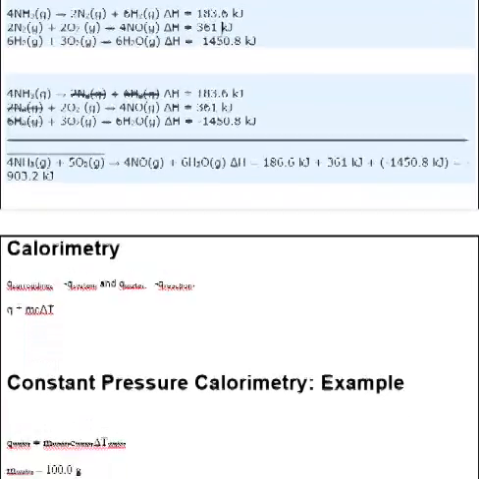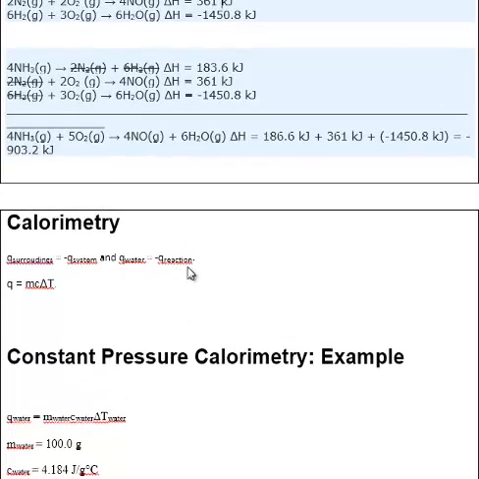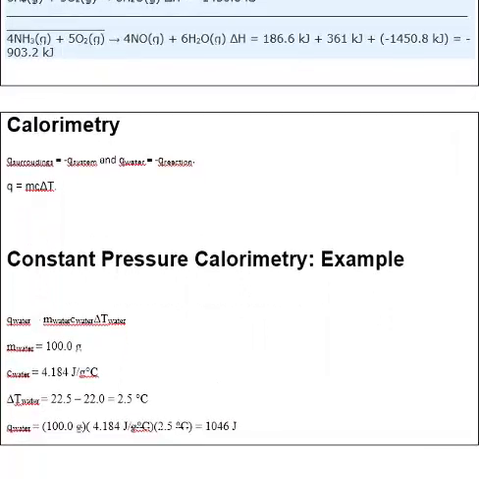Calorimetry. Q of surroundings equals negative Q of system, and Q of water equals negative Q of reaction. Q equals MC delta T. Constant pressure calorimetry. Example. Q of water equals M of water, C of water times delta T of water.